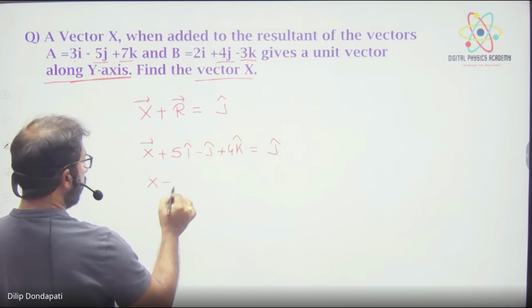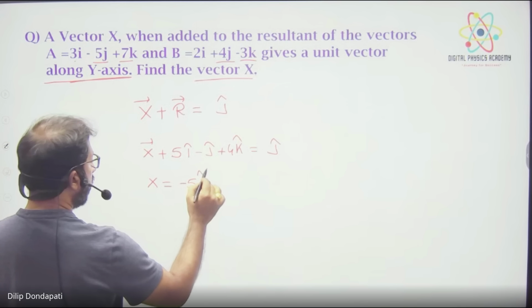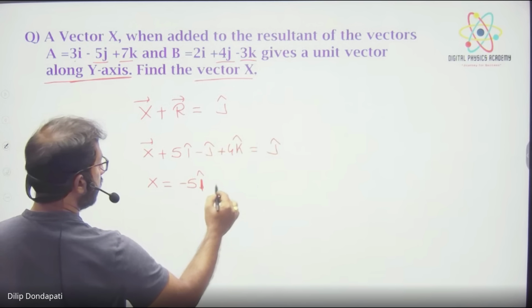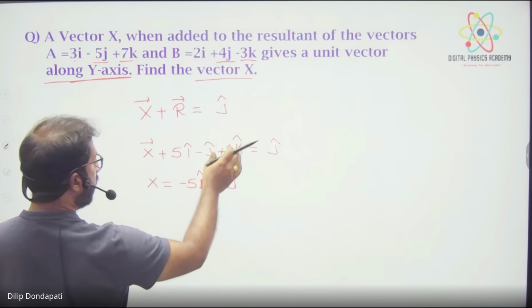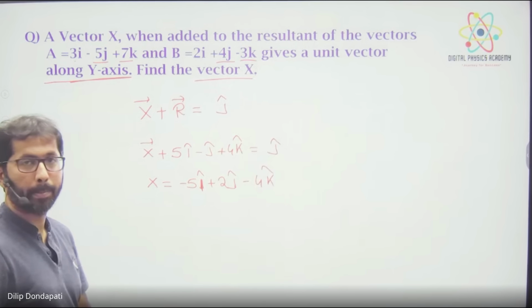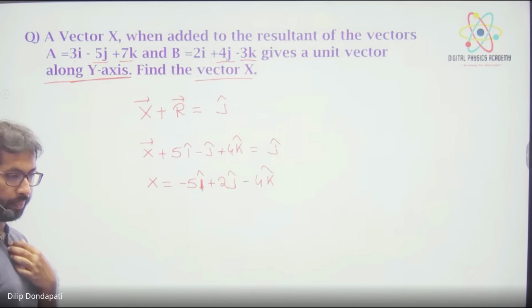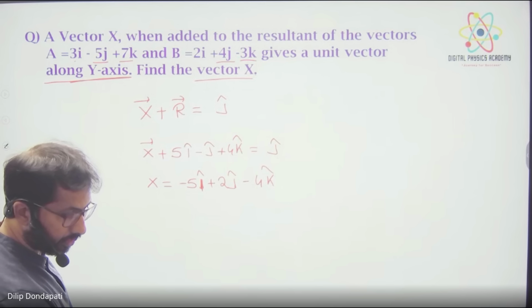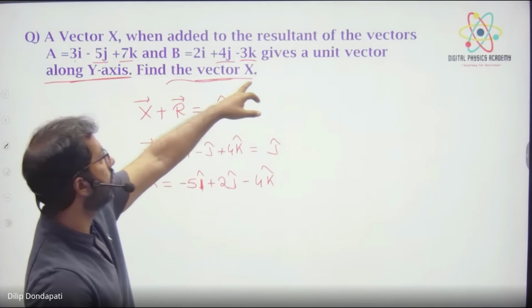X is equal to minus 5i cap, minus j goes to the other side so plus j, so plus 2j, and plus 4k goes to the other side so minus 4k. Got the answer? There will be nothing in root form, no denominator. It is a vector that is being asked.